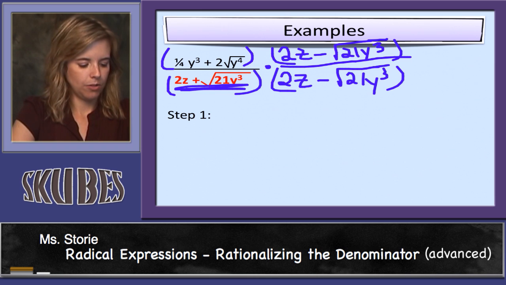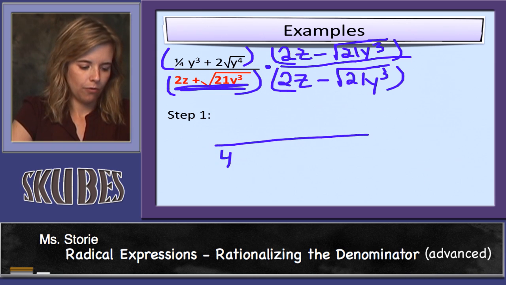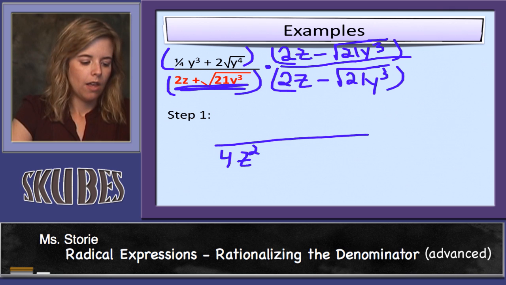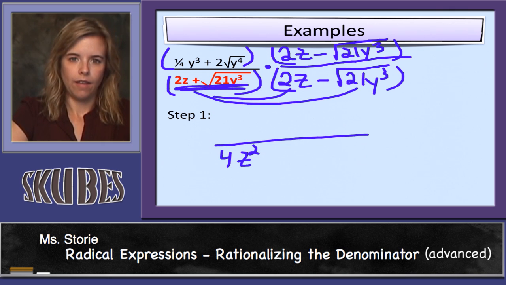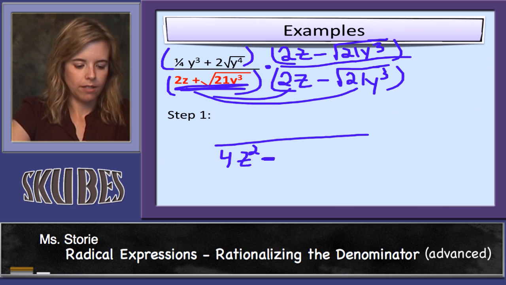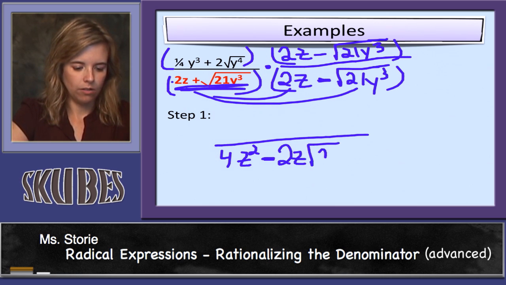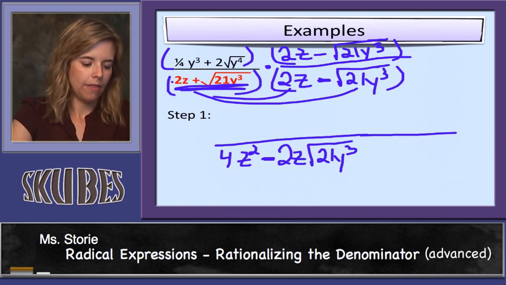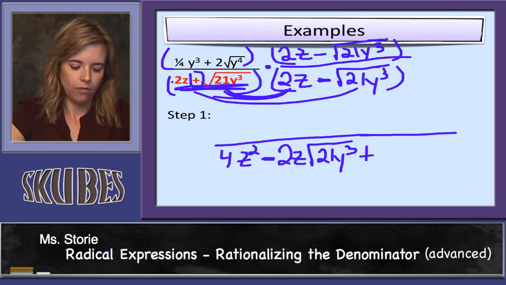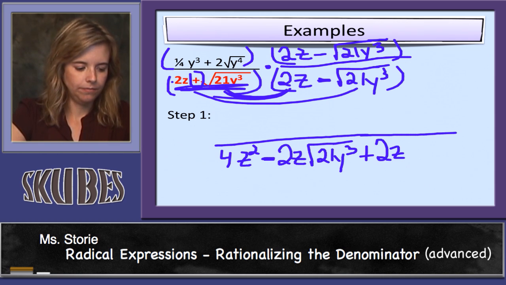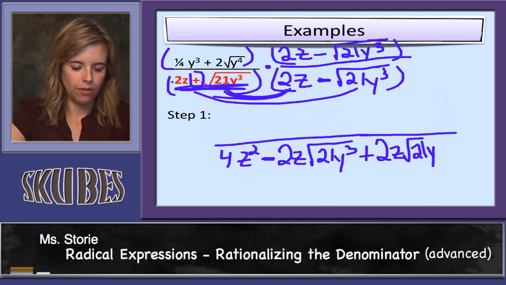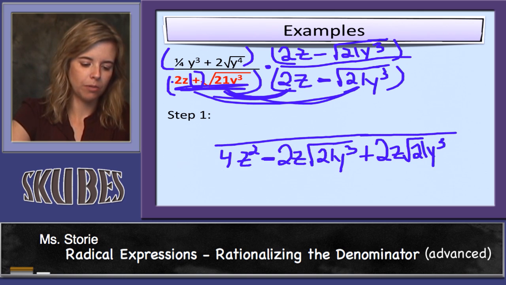So if we multiply 2z times 2z on the denominator, you're going to get 4z squared. And now you're going to multiply the outside. So you're going to get a negative, because it's a negative times a positive: negative 2z radical 21y cubed. And then you're going to take the inside ones. Now it's going to be positive, because this is a positive right here, over here. You've got positive 2z radical 21y to the 3rd. And you have one more term. You're going to multiply these guys together.